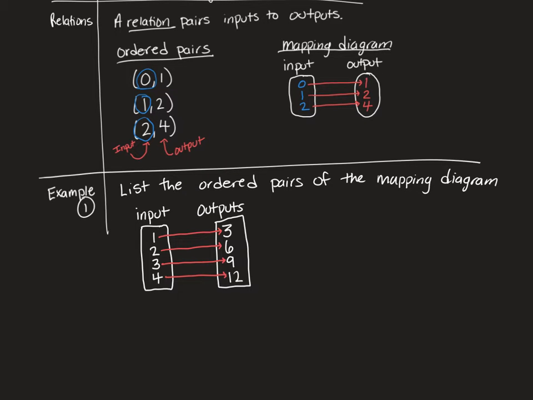So let's say you have an example: list the ordered pairs of the mapping diagram. Look at your inputs: you have 4 inputs and 4 outputs, so you can start writing them in as ordered pairs. Your first ordered pair would be (1, 3), because when you have an input of 1, you have an output of 3. Your next ordered pair, just put another comma. Remember when you start an ordered pair, you have a parenthesis. Your input is 2, your output is 6.